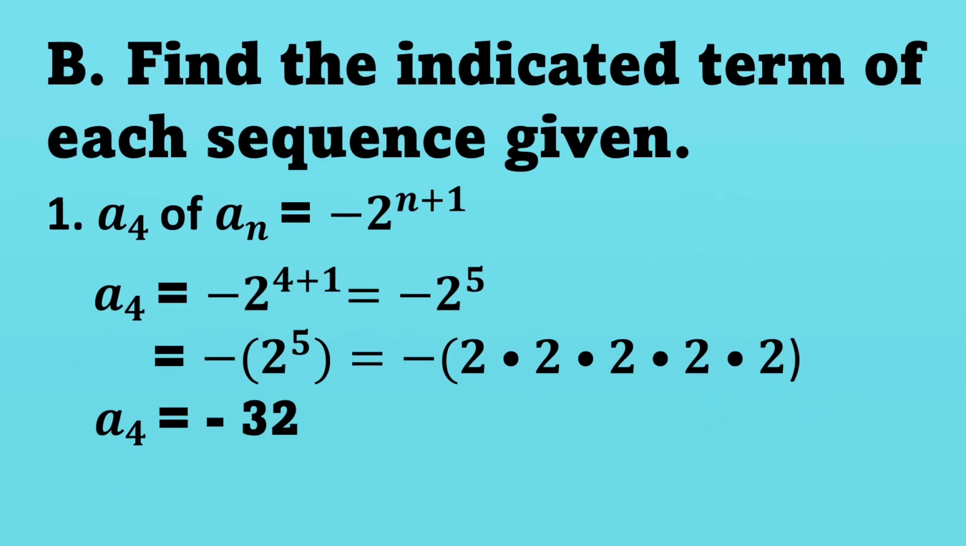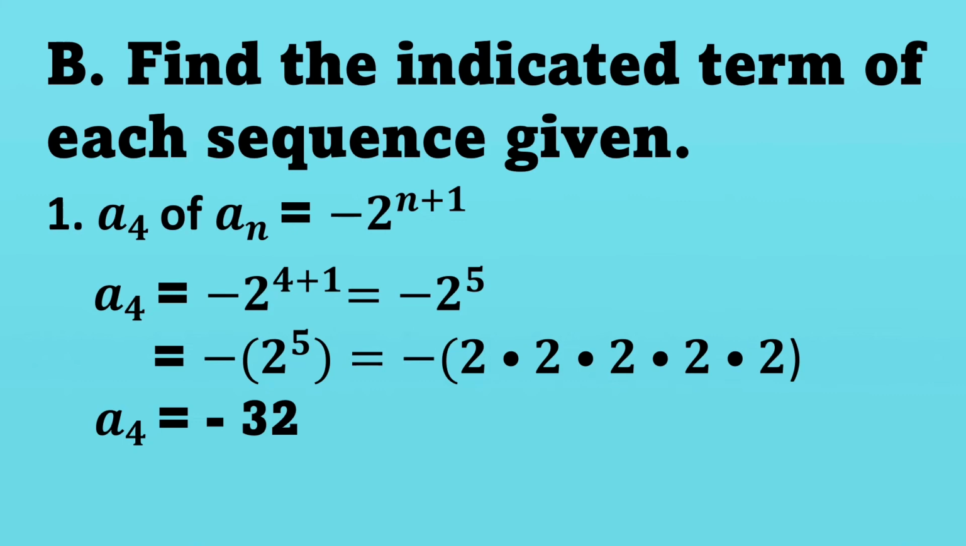Letter B. Find the indicated term of each sequence given. Number 1. A sub 4 of a sub n equals negative 2 raised to n plus 1. Substitute 4 to your n. A sub 4 equals negative 2 raised to 4 plus 1 equals negative 2 raised to 5.